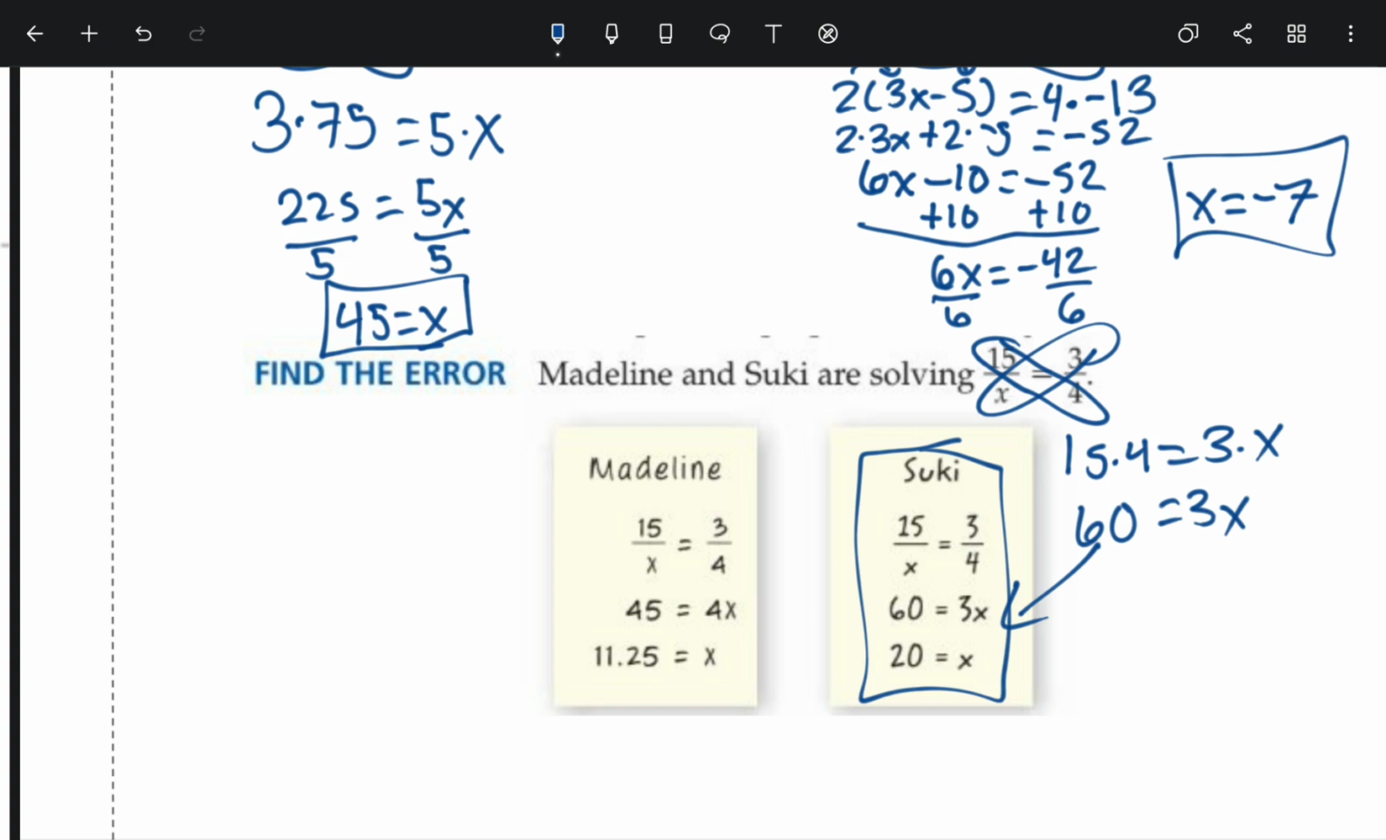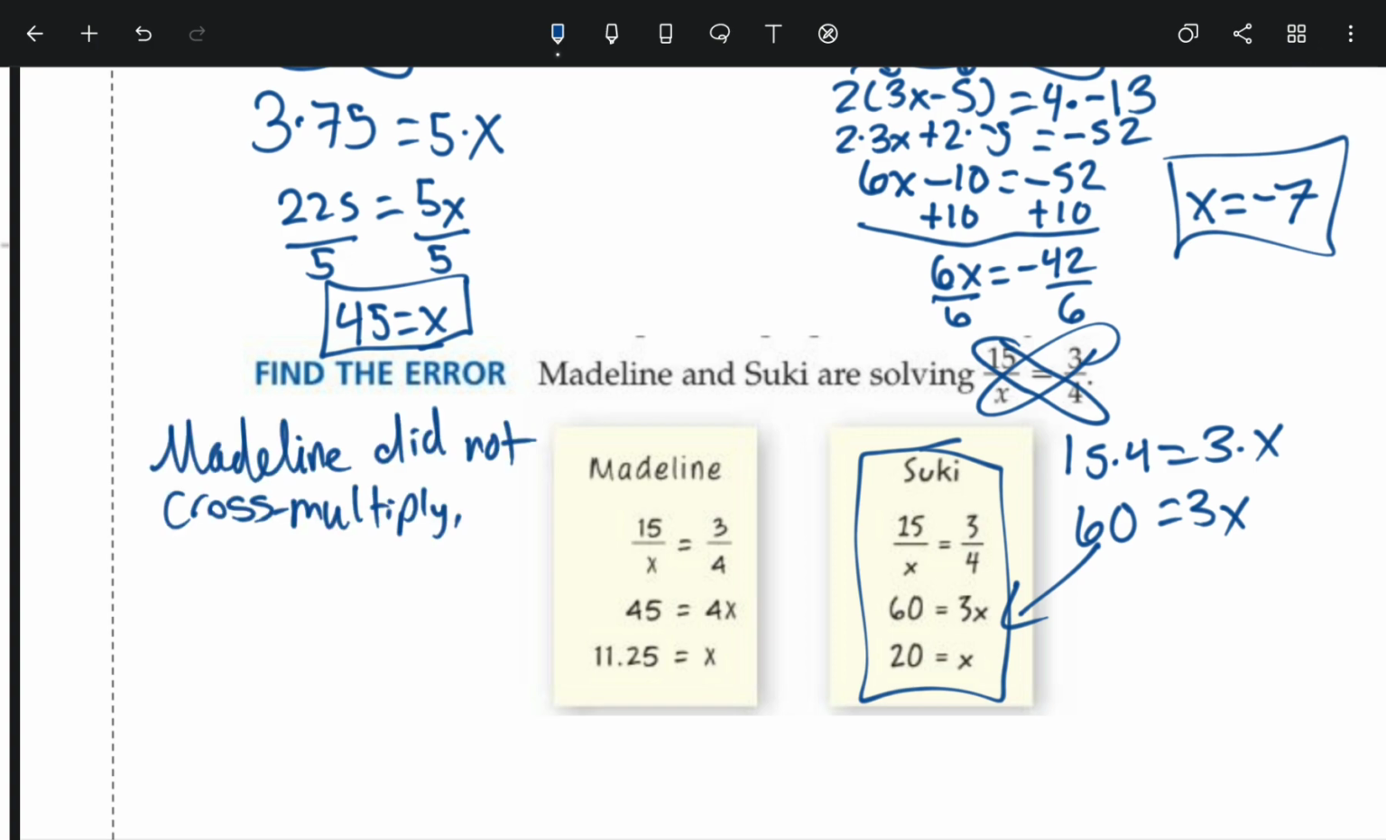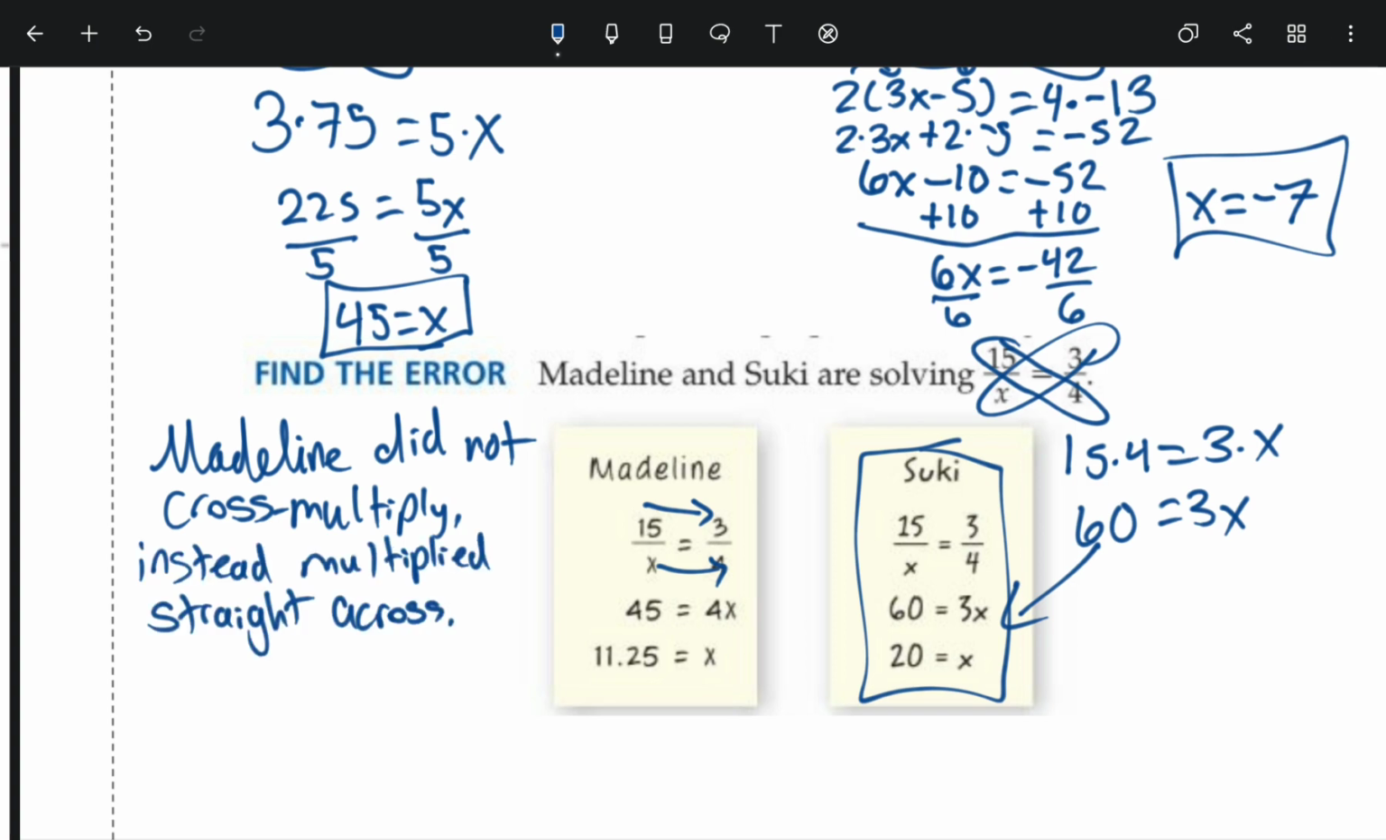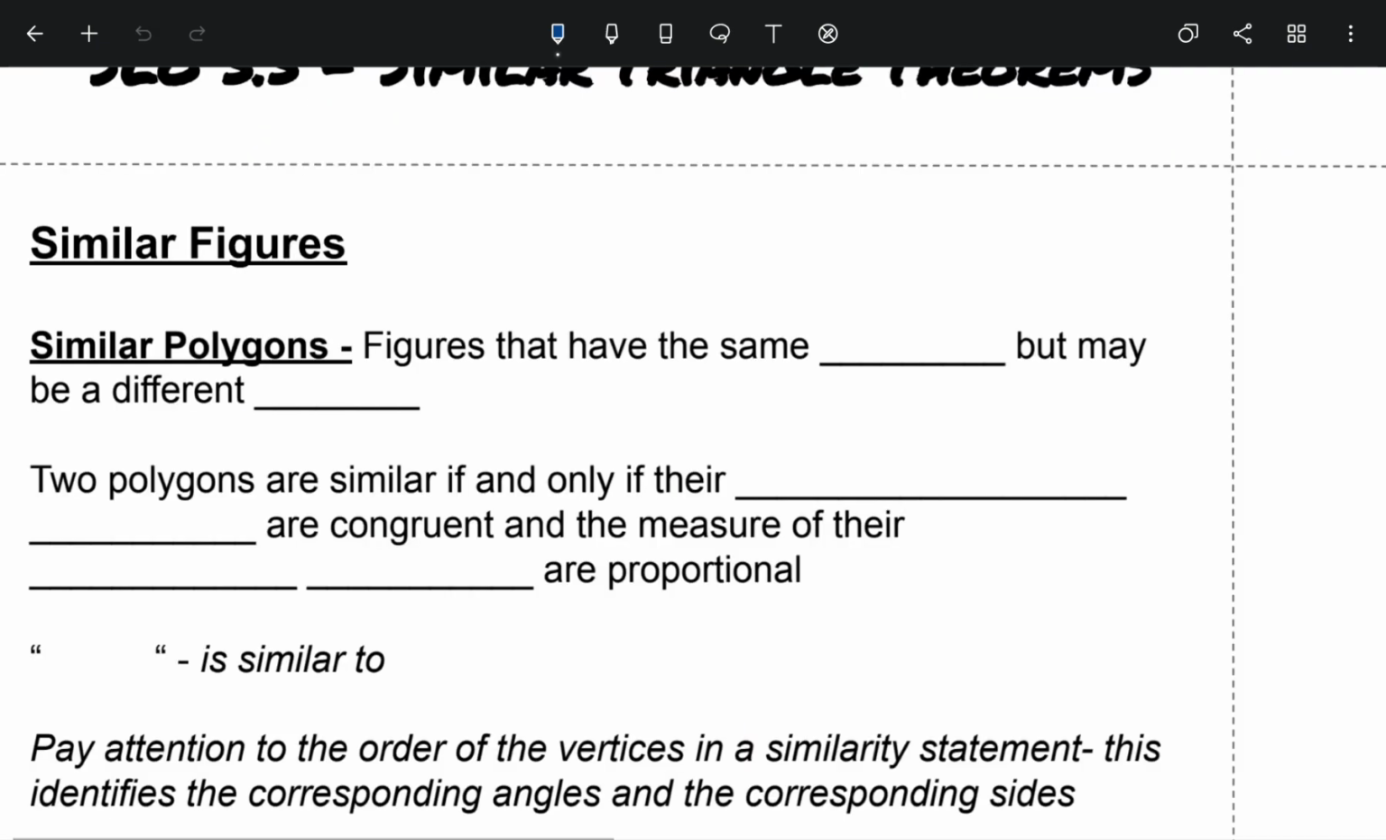What Madeline did was she did not cross multiply. Instead, she just multiplied straight across. So 15 times 3 equals 4 times x, which is not correct. So make sure you multiply numerator by denominator, numerator by denominator, to solve a proportion problem. Let's go ahead and look at the next page.